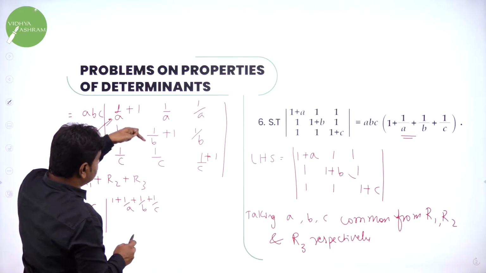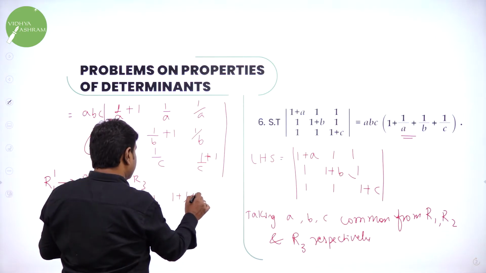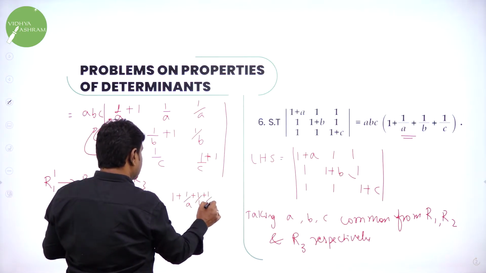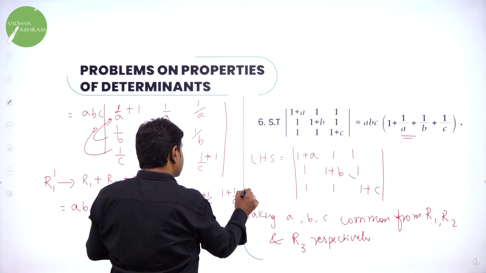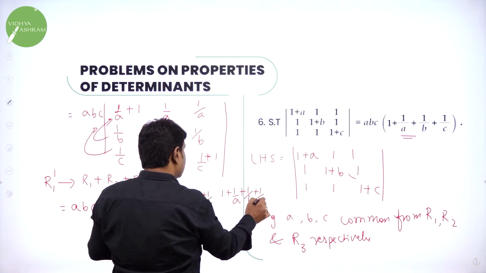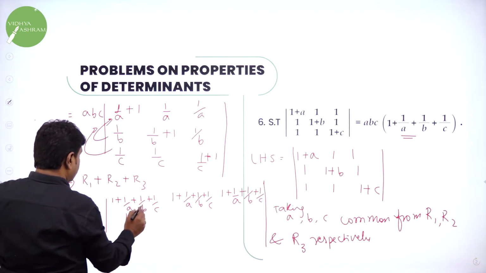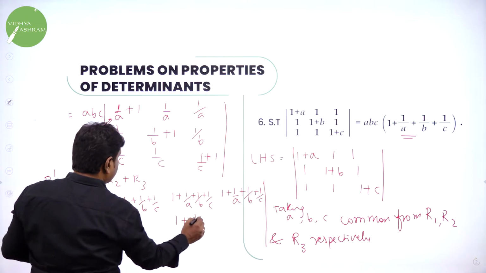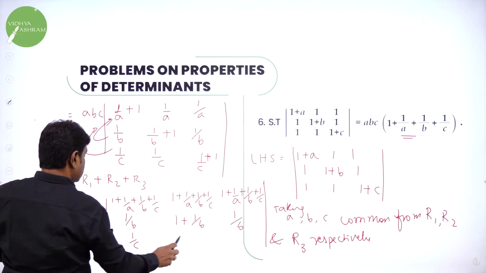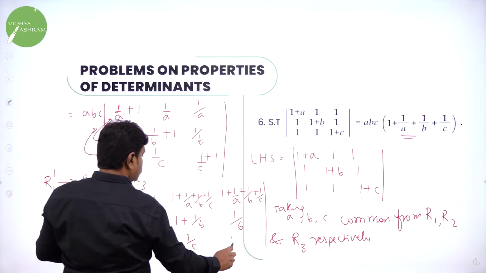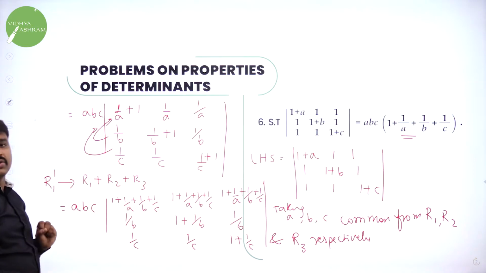Similarly, this and this if I add, I will get 1 plus 1 by A plus 1 by B plus 1 by C. Similarly, these three if I add, I will get 1 plus 1 by A plus 1 by B plus 1 by C. And the other rows will not be disturbed. What are the other rows? 1 by B, 1 plus 1 by B, 1 by B, then 1 by C, 1 by C, 1 plus 1 by C. I will write them as they are. I hope you got this part.